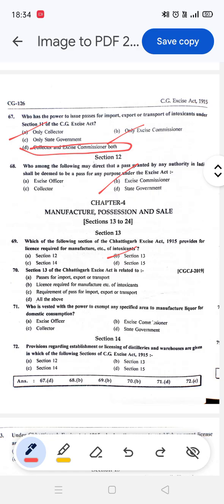Section 13 of the Chhattisgarh Excise Act is related to: passes for import, export and transport, license required for manufacture etc. of intoxicant, requirement of pass for import, export or transport, or all of the above. So the correct option is option B, license required for manufacture etc. of intoxicant. Question number 71. Who is vested with the power to exempt any specified area to manufacture liquor for domestic consumption? So here option D, state government, is correct.